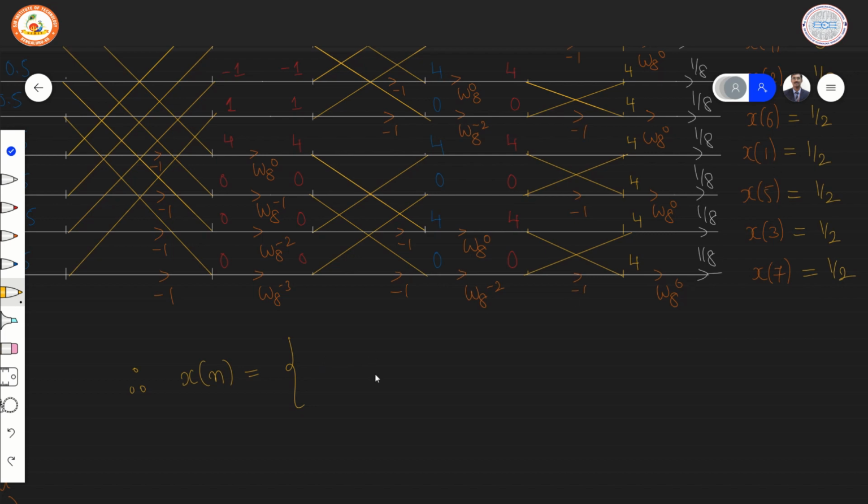Now while writing out, the answers have to be written in the correct order. So first we have output X of 0. The answer was 1 by 2. Next comes X of 1, X of 2, X of 3. Then the output was 0, and correspondingly we fill in the remaining places in the correct order. The answer is bit reversed, so we arrange it in the appropriate fashion and we calculate the result.